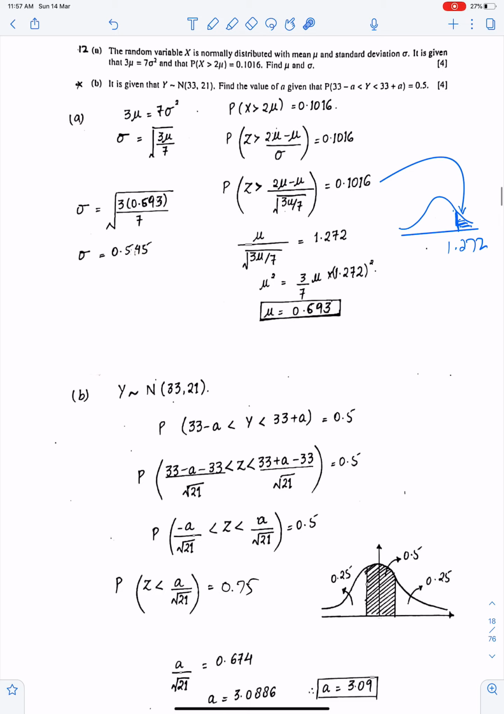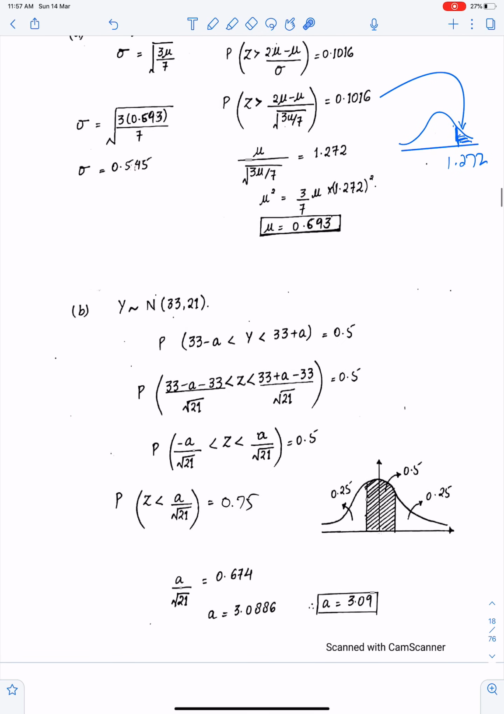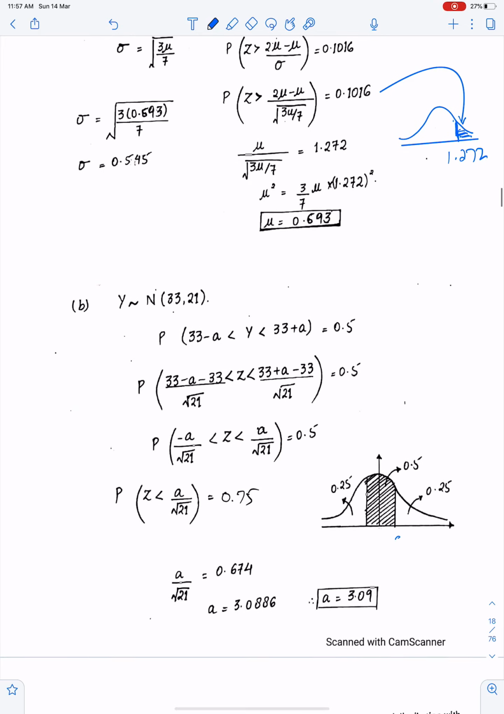Second part is simple. We need the value of A. So this is so simple. Just convert this in the form of Z. You'll get this thing. And you need to solve this in this way, that this number is here, A upon under root 21, and this total area is 0.75. Because this area is 0.5 and this is 0.25, so this total is 0.75. If you solve this equation, only this equation, you can easily get the value of A.